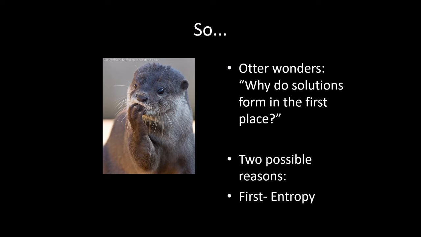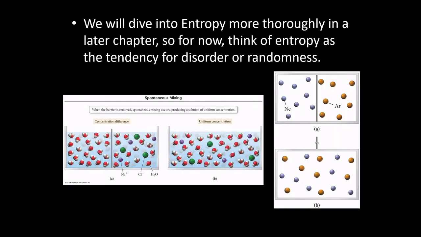So we left the last video on a cliffhanger here. Otter was wondering, why do these solutions form in the first place? And we said that one of the possible reasons that a solution could form is entropy. Which then begs the question, what is entropy? What is this thing we're talking about?